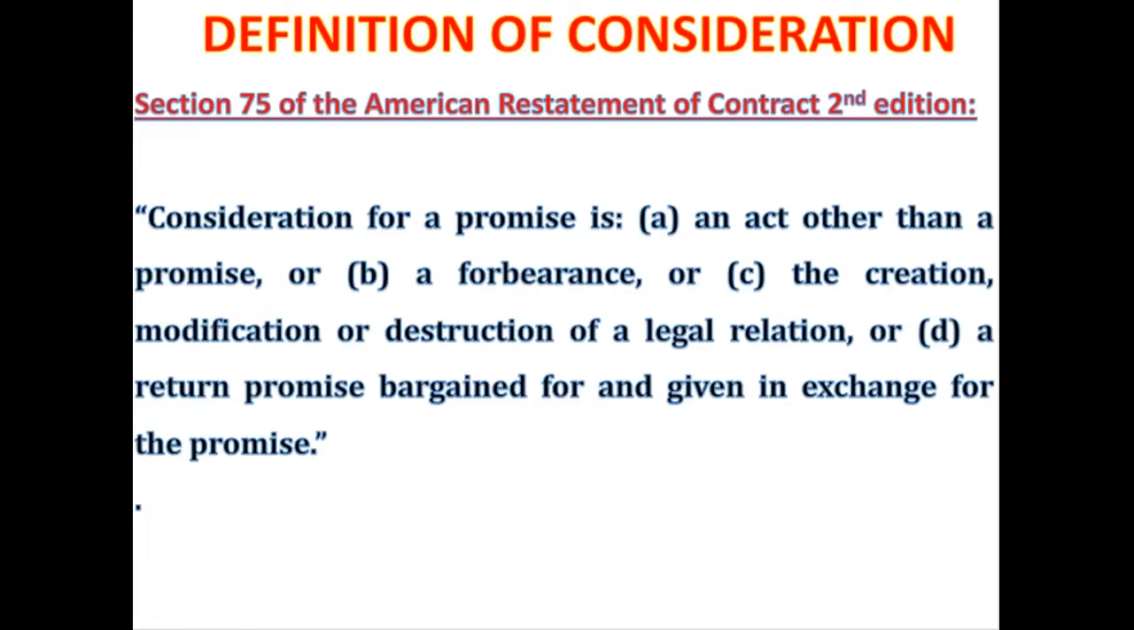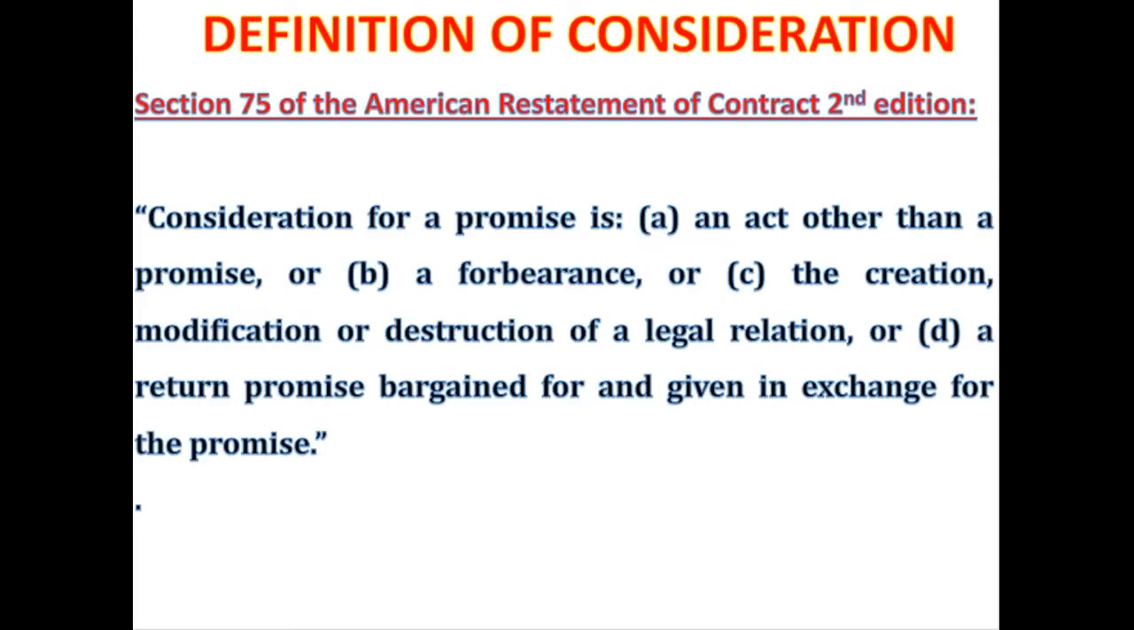Consideration for a promise is A, an act other than a promise, or B, a forbearance, or C, the creation, modification, or destruction of a legal relation, or D, a written promise bargained for and given in exchange for the promise. So, from Section 75, we have obtained a more advanced definition of consideration, which goes beyond what we have seen in Currie and Misa. It goes beyond what we have seen in Thomas and Thomas. It goes beyond what we have seen in Dunlop Pneumatic Tire Company Limited versus Selfridge and Company Limited.